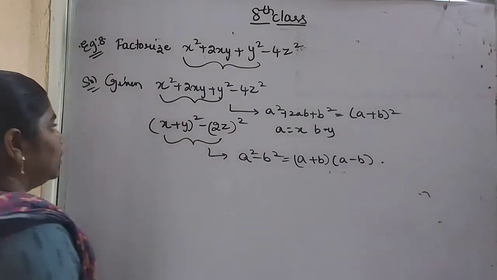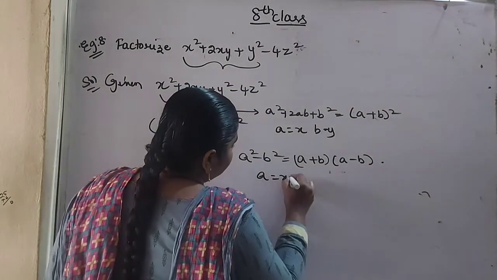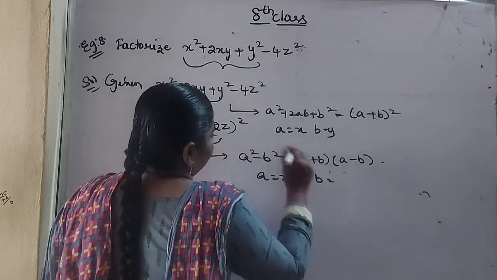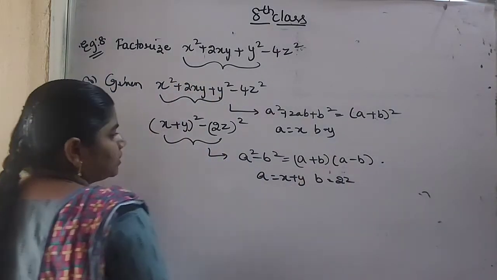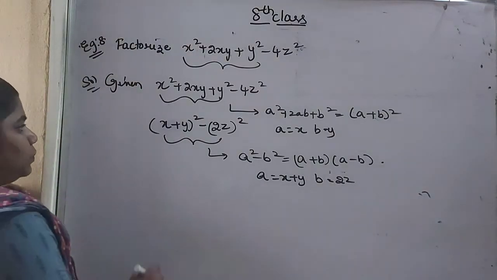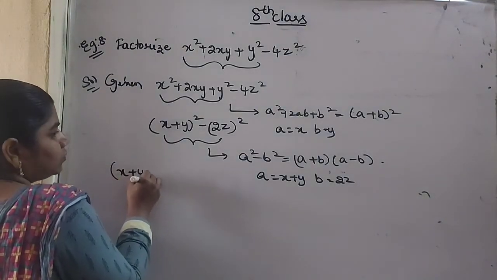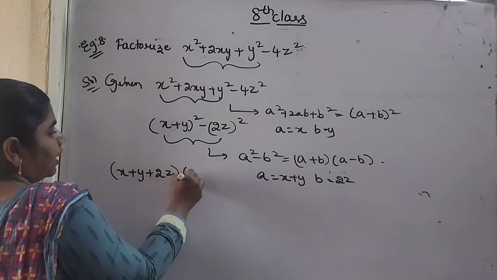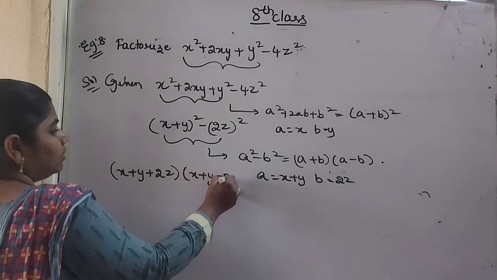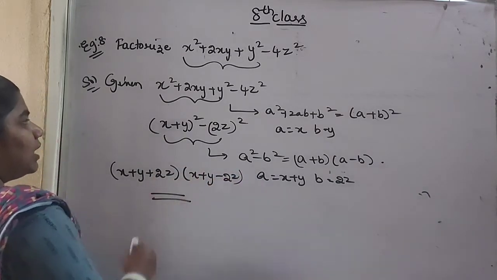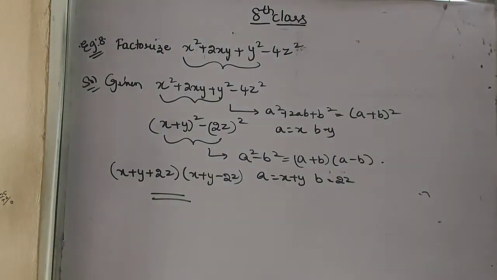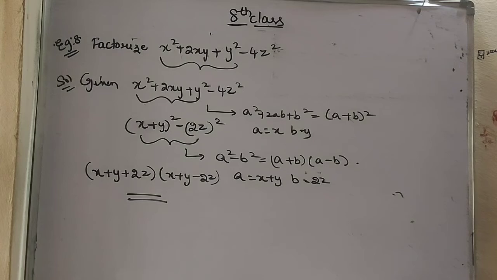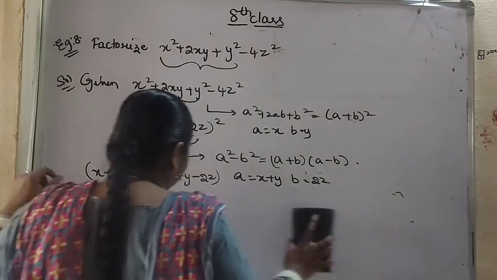Here a is x plus y and b is 2z. Now we convert into the form a plus b into a minus b, that is x plus y plus 2z, and next x plus y minus 2z. So these are the factors for example number 8. Next is example number 9.